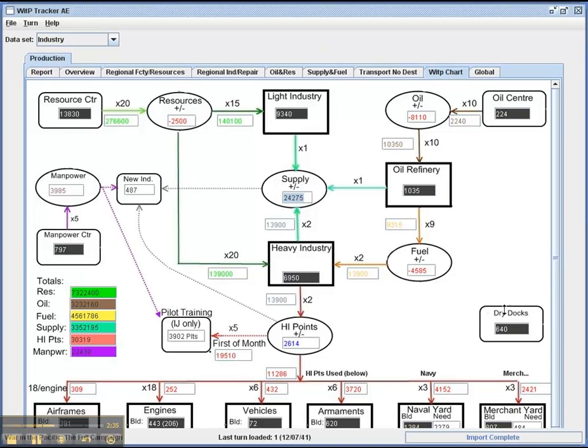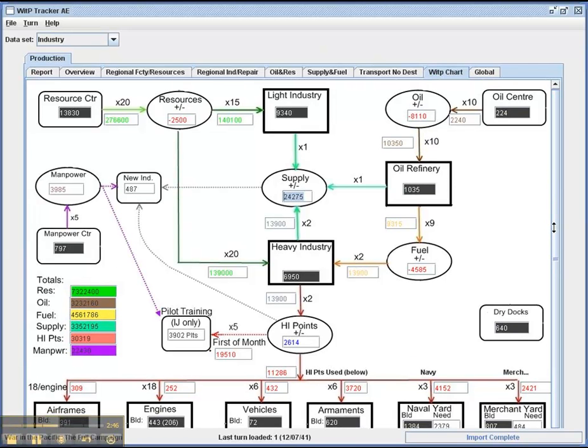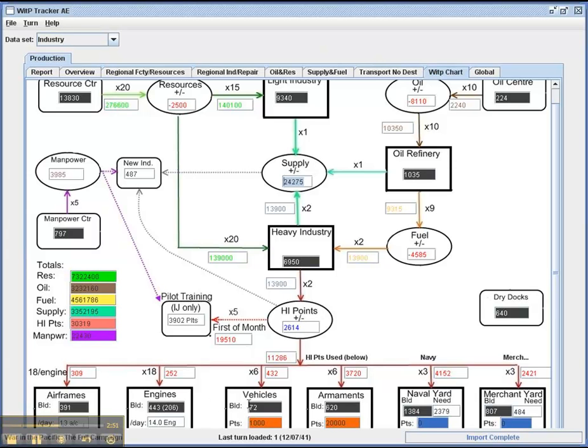Okay, I know I'm moving quite quickly, but we'll now move down towards the HI points used. So if we look down here, we can see that airframes, engines, vehicles, armament, naval yards, and merchant yards all use HI, heavy industry points, to develop the wheels of war. So let's have a look at our merchant yard to start with. Both merchant and navy use points at times 3. So because there are 1,384 naval yards, sorry, this is not repair yards, this is just naval yards, that times 3 equals 4,152. Our merchant yard, 807 times 3 equals 2,421.